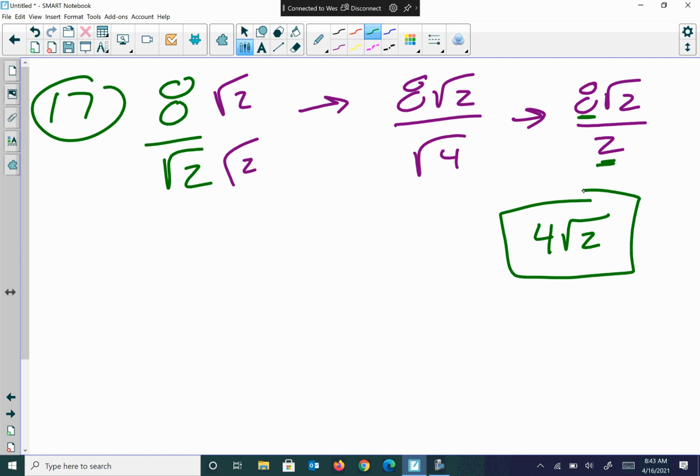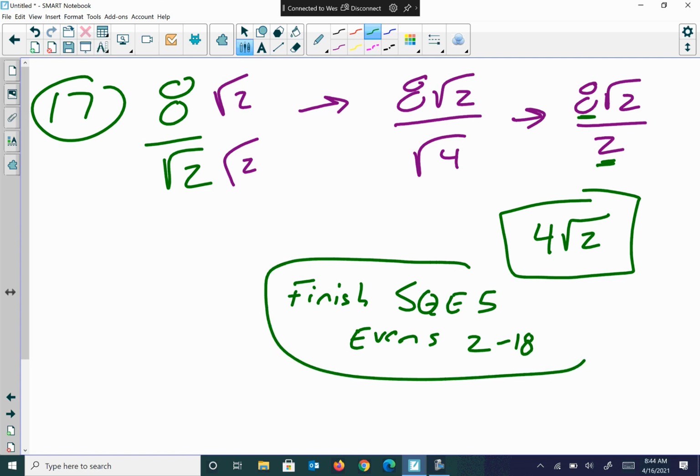So my friends, I would like to give you all the opportunity to finish SQE number 5. So get the evens done. That would be, let's just make sure we do 2 through 18. If you need a picture of it, come take a picture of it. If you already have it, you can do it on a separate sheet of paper. What I'll do is come around the room and help you. If you have anything old that you need to show me, bring it on up and we'll take care of it.